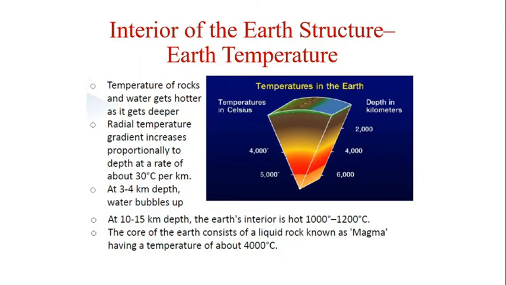Let's see the interior structure of the earth with respect to the temperature range. The temperature of the rocks and water gets hotter as it gets deeper. The radial temperature gradient increases proportionally to the depth at a rate of about 30 degrees Celsius per kilometer. At 3 to 4 kilometer depth, water bubbles up. At 10 to 15 kilometer depth, the Earth's interior is hot, 1000 degrees Celsius to 1200 degrees Celsius. The core of the Earth consists of liquid rock known as magma, having a temperature of around 4000 degrees Celsius.